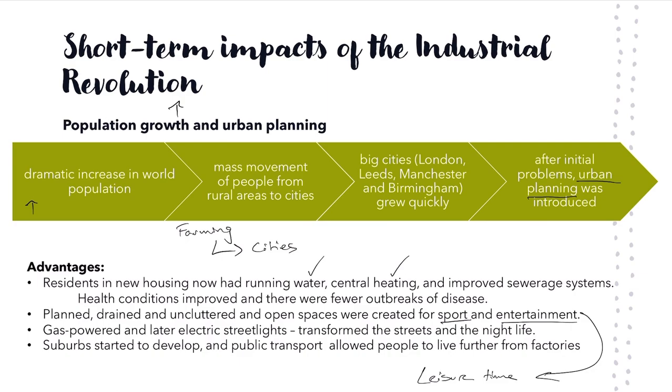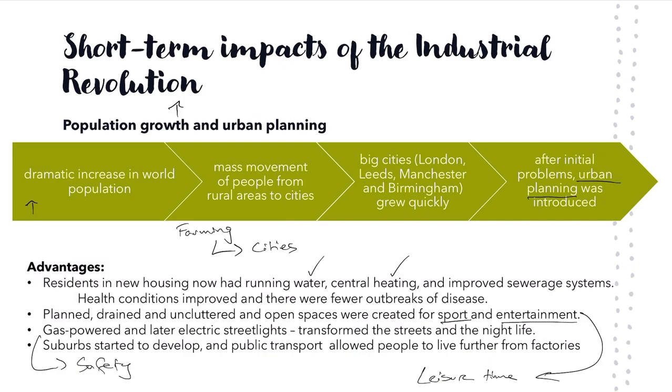We also, due to some of these improvements in technology, had gas-powered and later electric street lights, which meant that a nightlife could exist, and potentially there was an increase in the safety of people now that the streets were lit up in the evening. We start to see the development of suburbs and public transport, all of which allowed people to live further from factories.